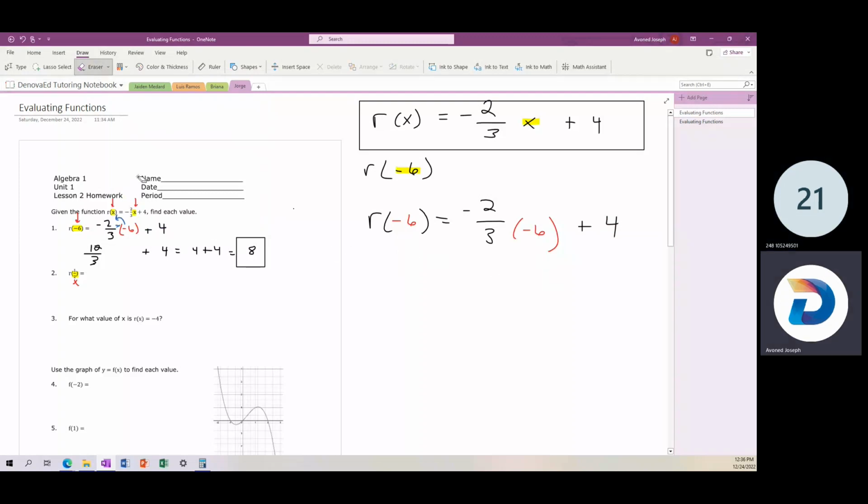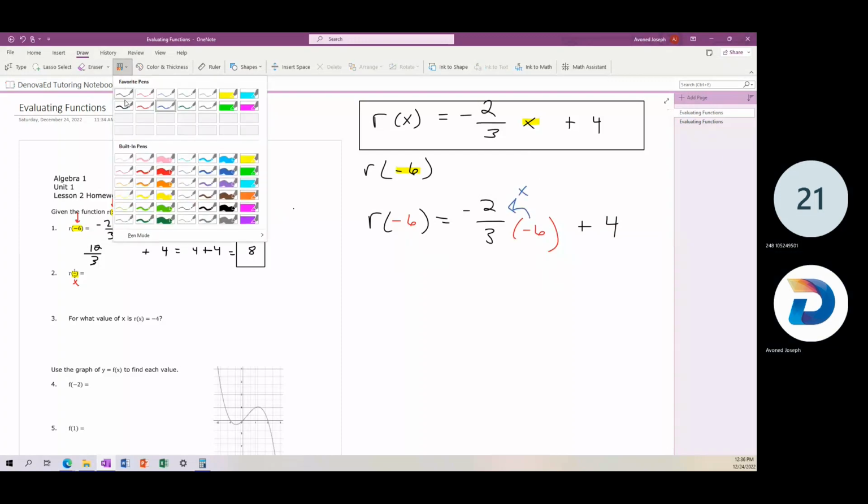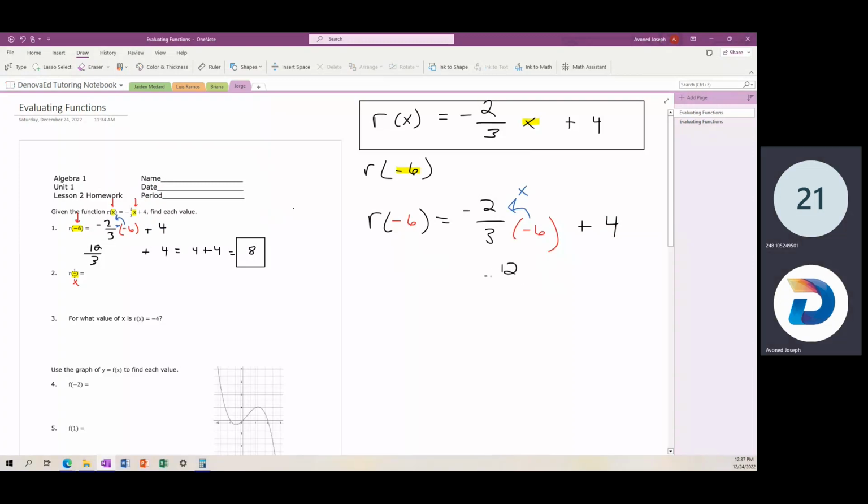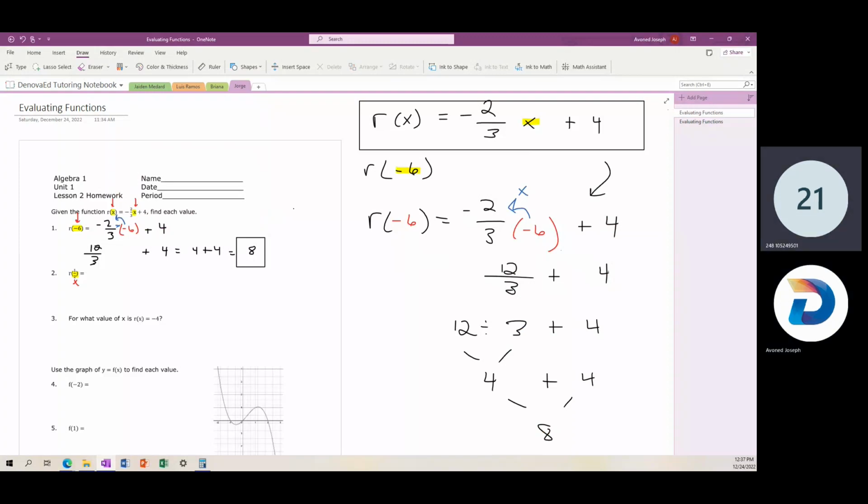Okay, so now we did the distributive property. We got 6 times 2, which is 12, right? 12/3 plus 4. You see that part? Mm-hmm. 12 divided by 3 plus 4. 12 divided by 3 is what? 4, right? So now we have 4 plus 4, which is equal to 8. Do you see how we broke this down? Yeah. Okay.